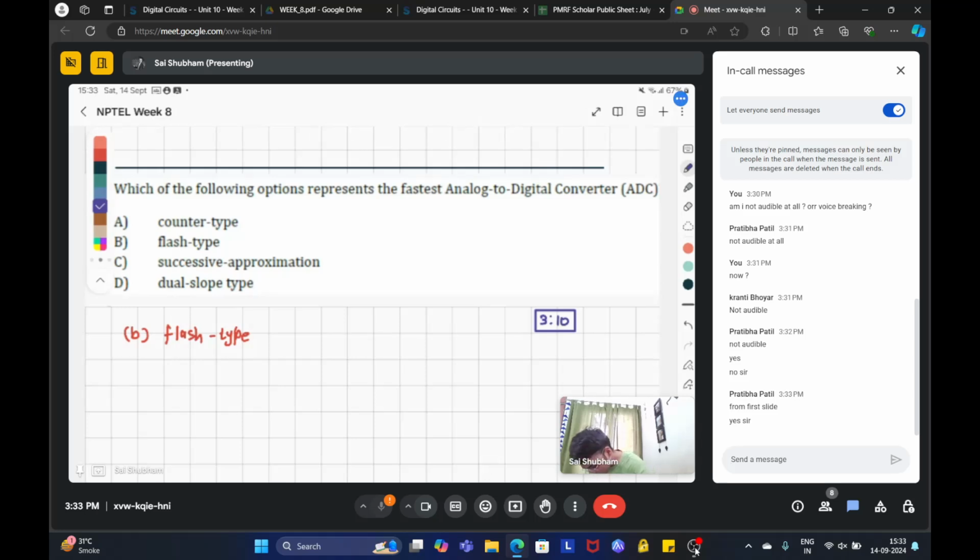So I will explain again. This question is fine, right? Which of the following represents analog to digital converter? So the fastest one. It was the flash type, right?